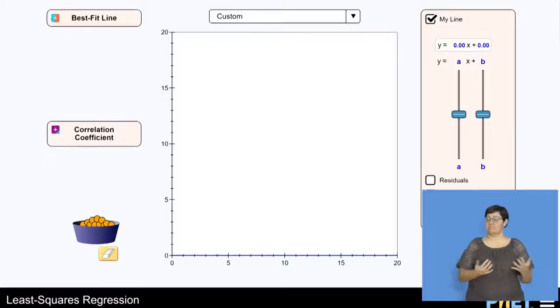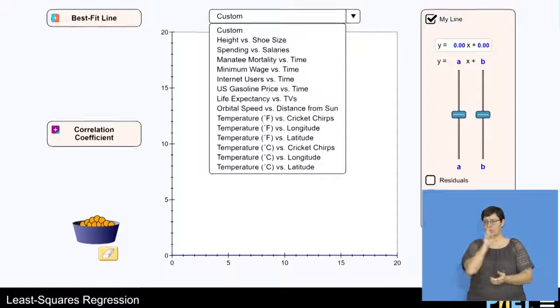Let's see what we have here. So we have our x-axis, the independent variable, the y-axis, and the correlation coefficient. The simulation will depict reality. Let's look at what reality we want to depict here.